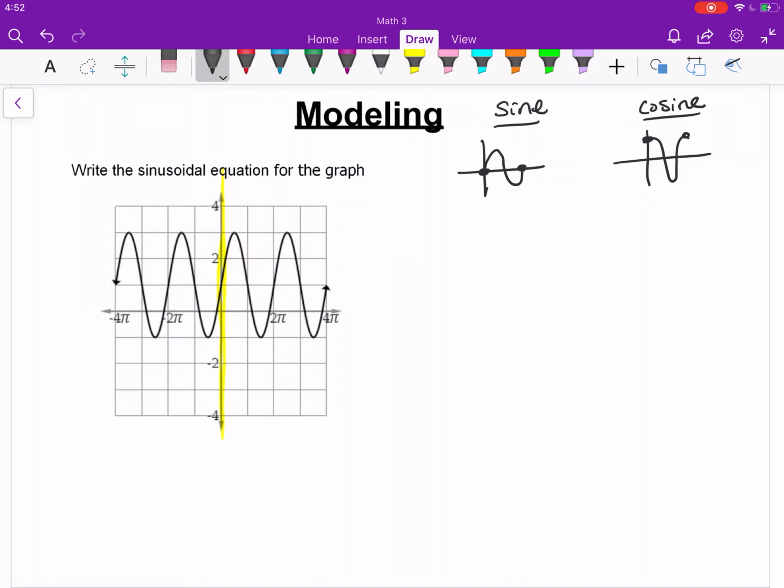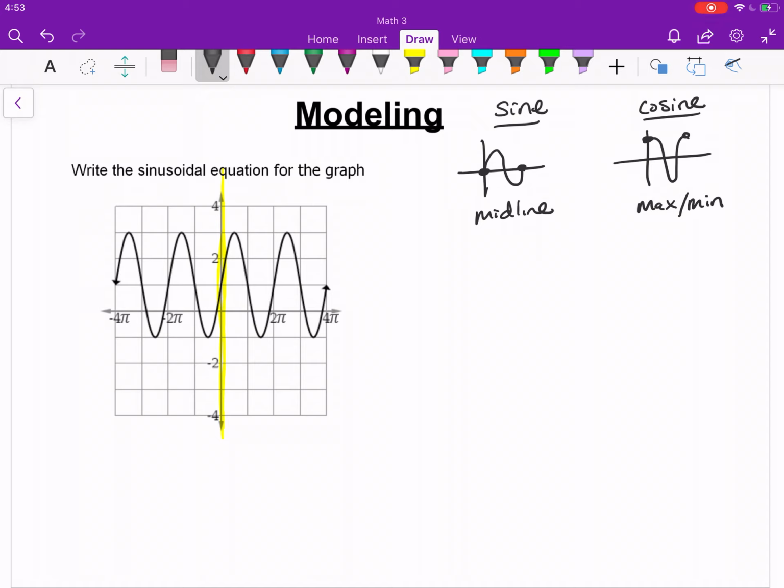Okay, so if you find that your graph is starting on the y-axis at the midline, it's going to be a whole lot easier for you to write a sine graph. If you find that your function is either at the max or the min, it's going to be a whole lot easier for you if you just write a cosine equation. Okay? In fact, I'm not going to try to trick you. I would never put a horizontal shift into any of these. In fact, I'm going to show you how to do every single problem today with no horizontal shift.